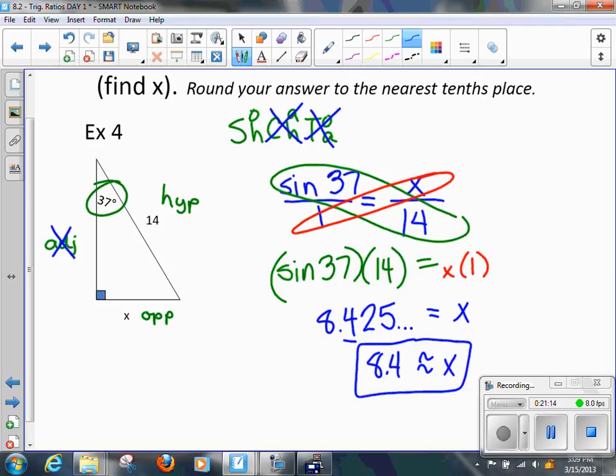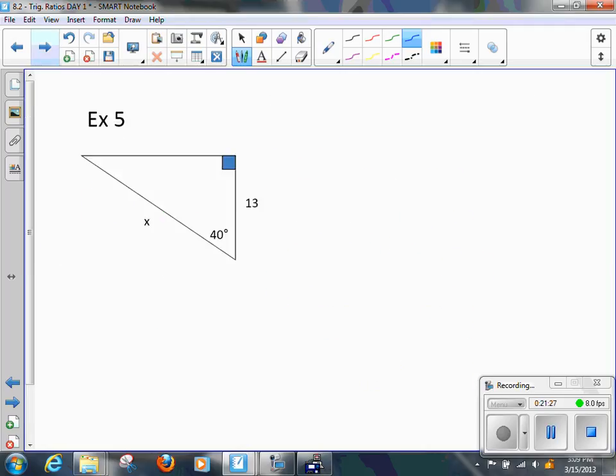So we're always going to mark out adjacent. No, you're always going to mark out which side? The one that we don't know anything about. Not necessarily. Look at your next problem. Okay? Right triangle. What's the first thing we circle? 40. What's the first side we label? Hypotenuse, which is what? X. It's at the top, isn't it?